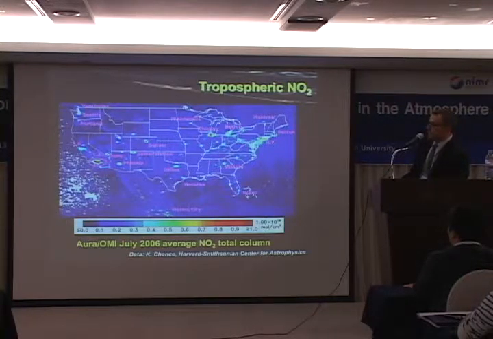So what this means is, because it doesn't get very far away from its sources, if we look at it from space, then we can really pick out the different source regions very easily. And you can see here all the different cities being picked out very nicely.